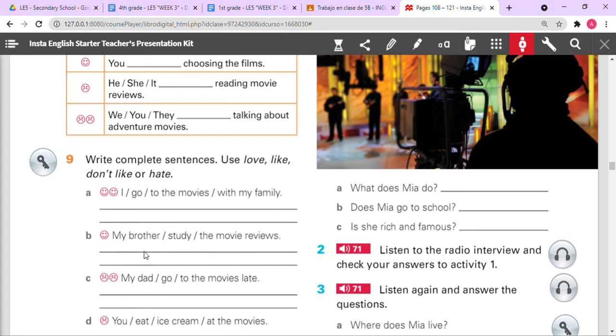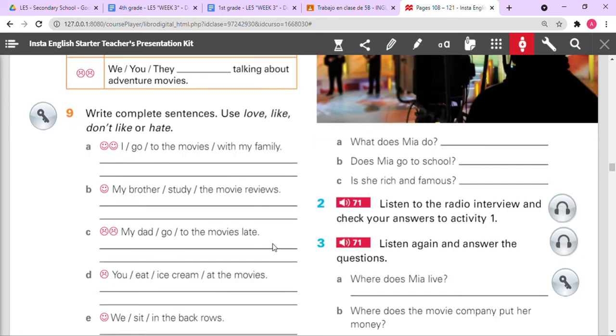"My brother studies the movie reviews." I can say, "My brother doesn't study the movie reviews." "My dad hates going to the movies." "My dad doesn't like going to the movies." Transform those ideas. "You hate eating ice cream at the movies." You can say here, "I love eating ice cream at the movies."